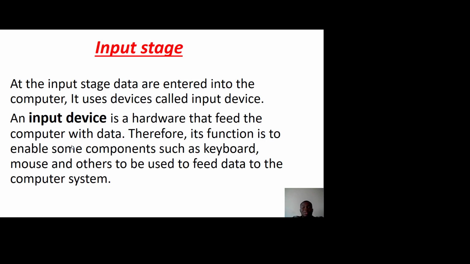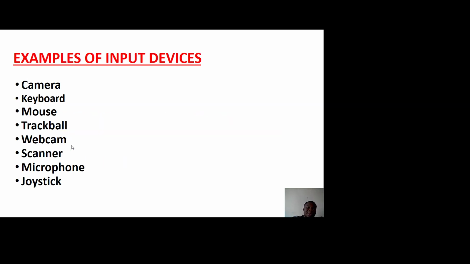So we move to the input stage. At the input stage, data are entered into the computer. It uses devices called input devices. An input device is a hardware that feeds the computer with data. Therefore, its function is to enable some components such as keyboard, mouse, and others to be used to feed data into the computer.